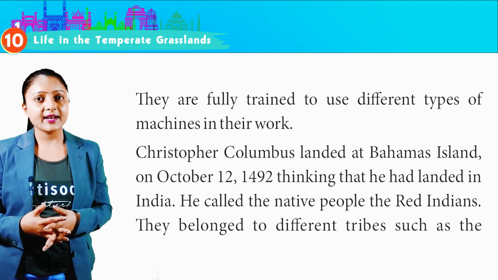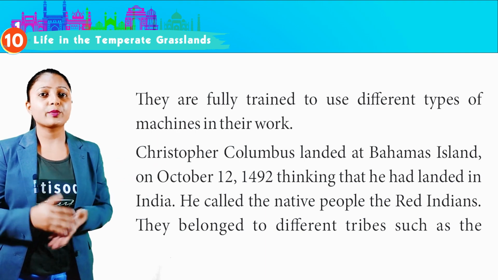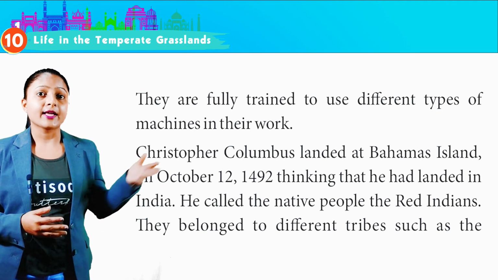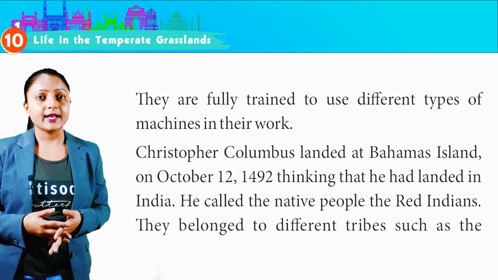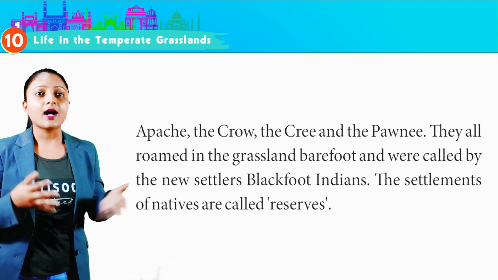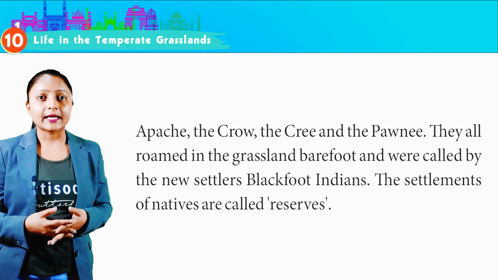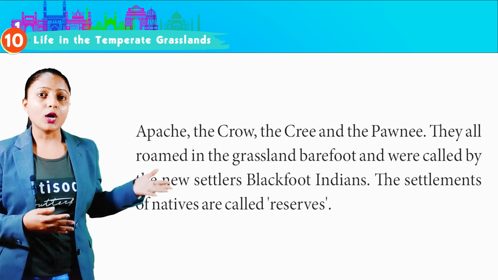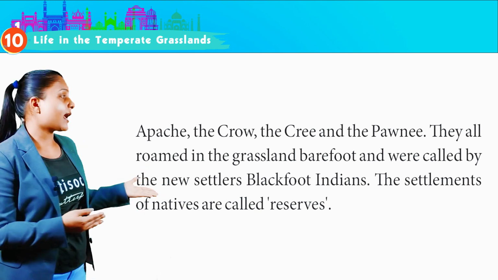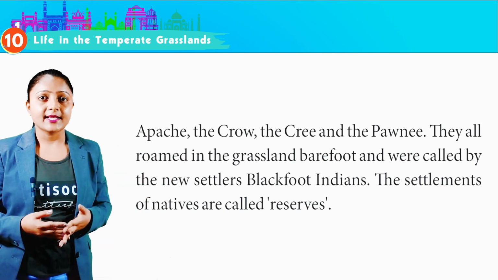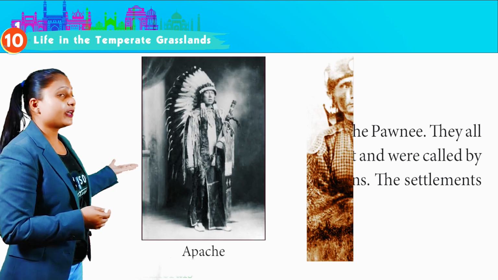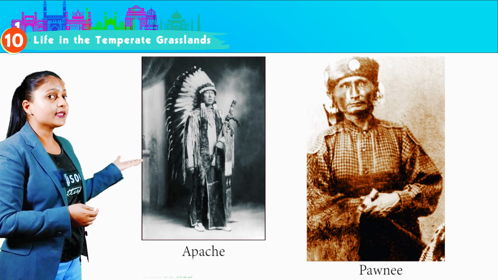Christopher Columbus landed at Bahamas Island on October 12, 1492, thinking that he had landed in India. He called the native people the Red Indians. They belonged to different tribes such as the Apache, the Crow, the Cree, and the Pawnee. They all roamed in the grassland barefoot and were called by the new settlers Blackfoot Indians. The settlements of natives are called reserves. These are the images of some Native Americans.